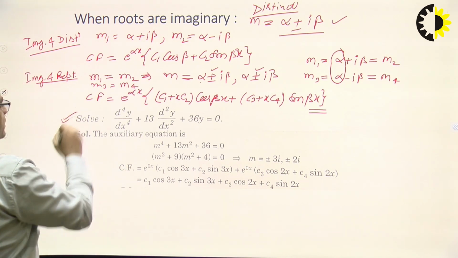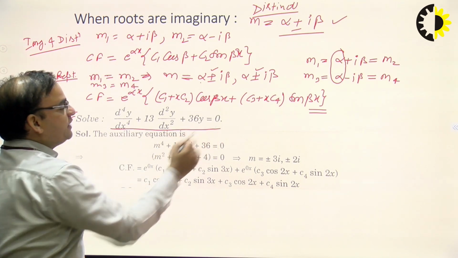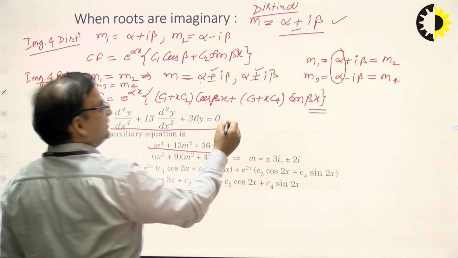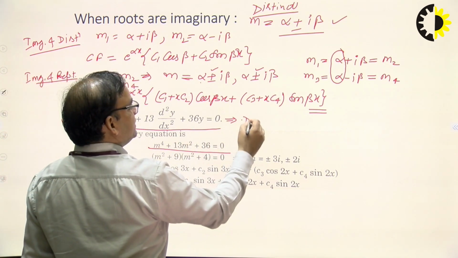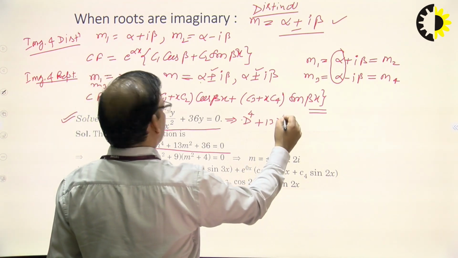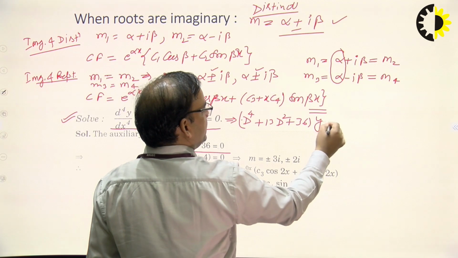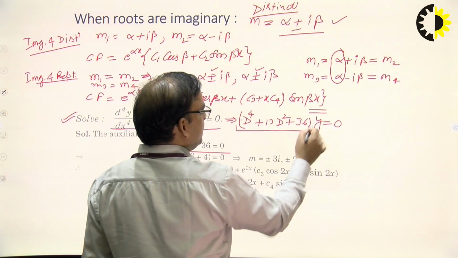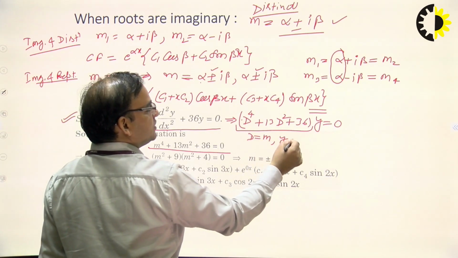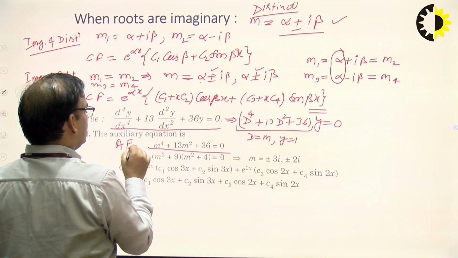Now this is the example. Here you are given an ODE with constant coefficients. Then the auxiliary equation: if you replace, we can write this equation as (D to the power 4 plus 13D squared plus 36) y is equal to 0. Then this is f(D), and substitute D is equal to m, so we will get the auxiliary equation like this.